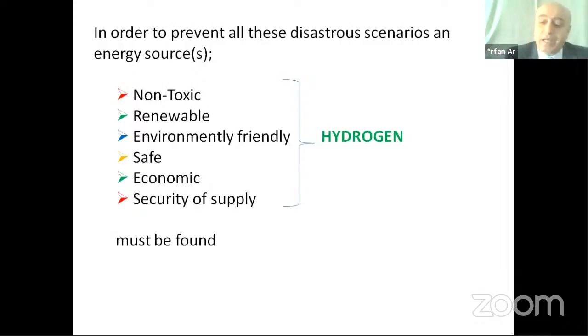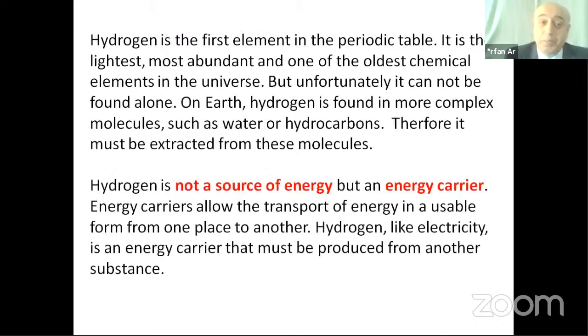Before life started on Earth, hydrogen existed in the universe. But unfortunately, it cannot be found alone. On Earth, hydrogen is found in more complex molecules, such as water or hydrocarbons. Therefore, it must be extracted from these molecules.